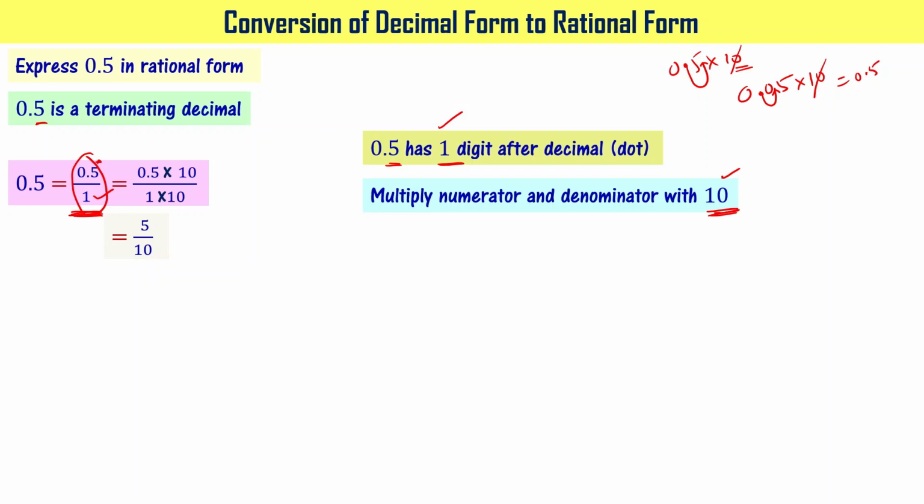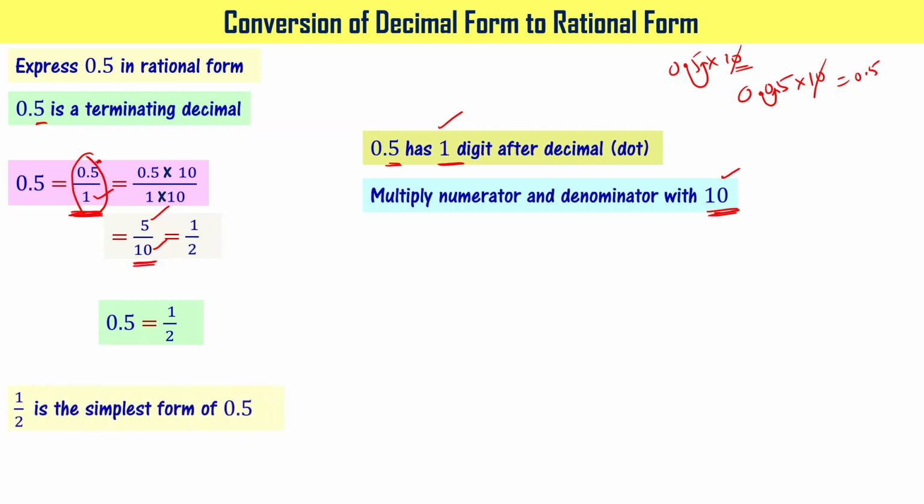So 0.5 by 1 is now written as 5 by 10. This is a rational number, right? Both numerator and denominator are integers. Now I don't leave it here. I'll divide both numerator and denominator with the number 5. When I do that, it becomes half, right? So 0.5 is equal to half.